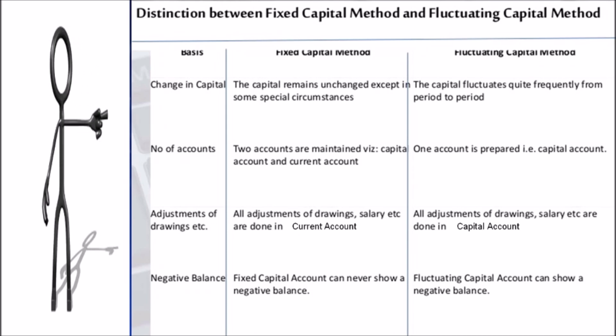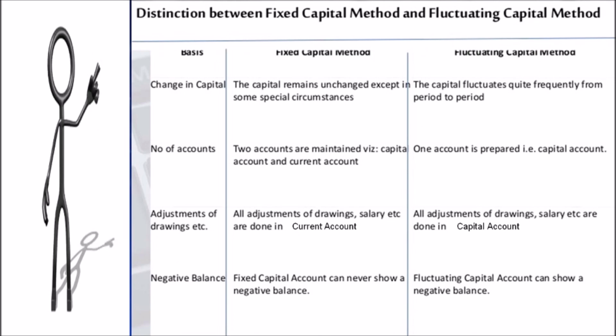The very first basis of difference is change in capital. Like I told you, the capital remains unchanged except in some special circumstances. And what are those special circumstances? Already I have explained. One condition, when the partners are adding some more capital, or another condition when they are withdrawing the capital. Understood? And under fluctuating capital method, what happens? The capital fluctuates quite frequently from period to period, because every year at least you need to add share of profit, or you need to deduct loss. So the difference will come every year.